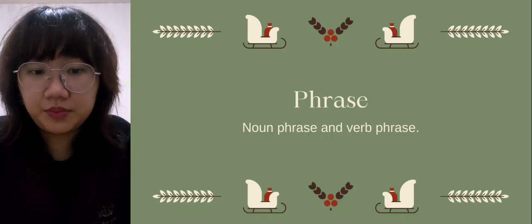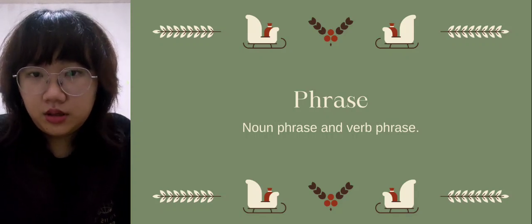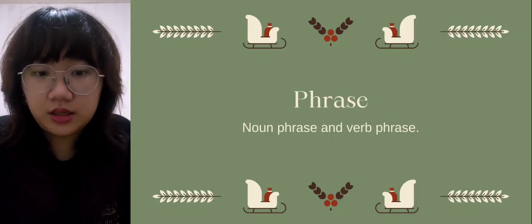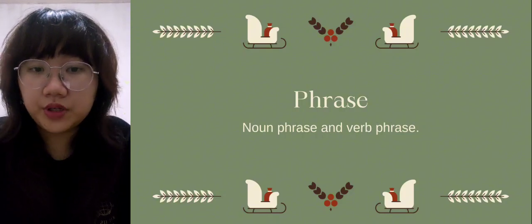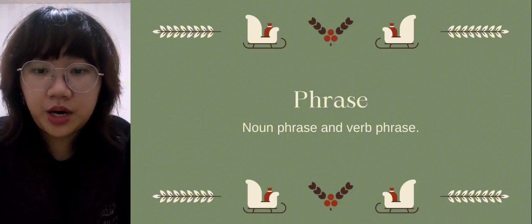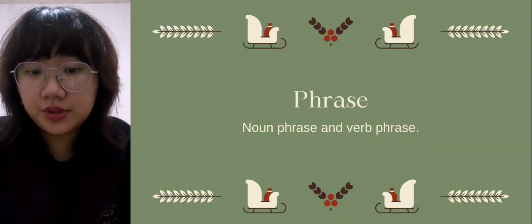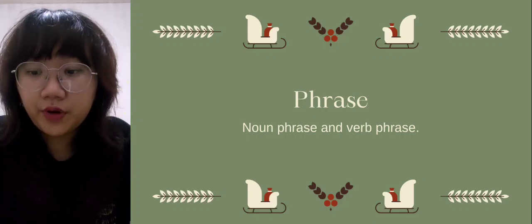Now, let's get into those two types. The first one we're going to discuss is the noun phrase. A noun phrase is a group of words headed by a noun that includes a modifier. The modifiers here, as you can see, are the, an, and a. And then the nouns are boy, apple, and cat.